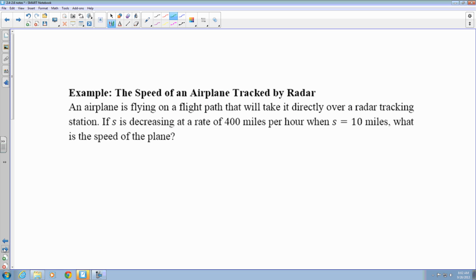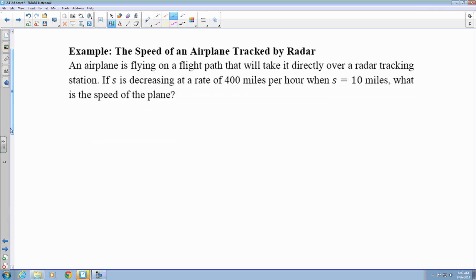Okay, the speed of an airplane tracked by radar. An airplane is flying on a flight path that will take it directly over a radar tracking station. If s is decreasing at a rate of 400 miles per hour when s is 10, what is the speed of the plane? So first, we don't know what s is. This picture would be given with the problem. It's just a little challenging to put all these pictures in the problems for this specific format.